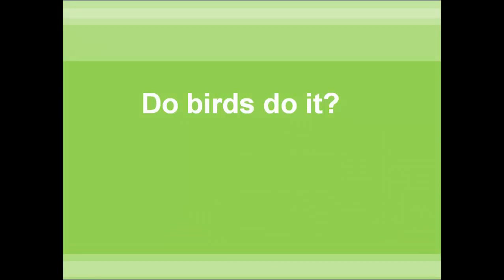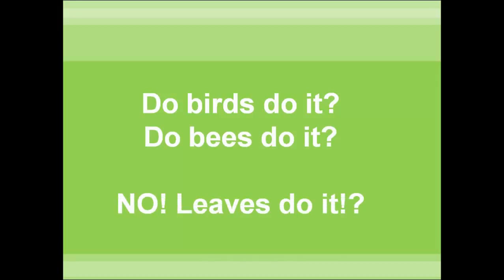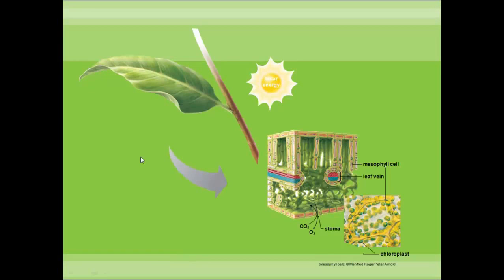Do birds do it? Do bees do it? No, leaves do it. So we'll look at our leaf here, which is broad and flat to accept a lot of the sun's energy. If you look at a close-up of that leaf over here, you will notice small holes on the underside of that leaf, and those holes are called stomata, singular stoma. That hole will allow gases to come in, such as carbon dioxide, and gases to escape, such as oxygen.